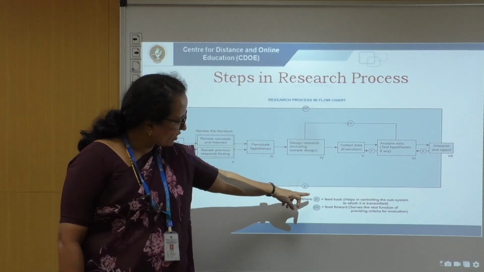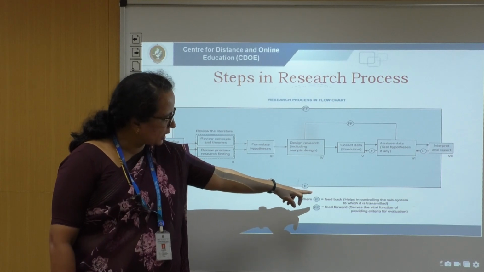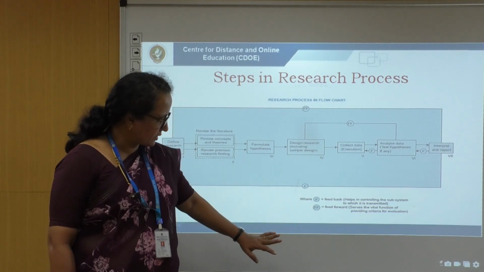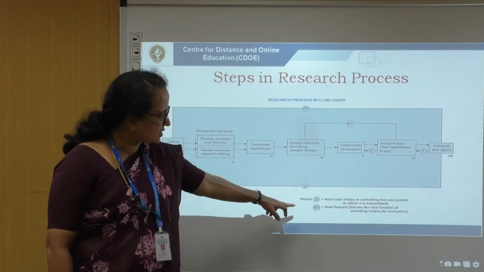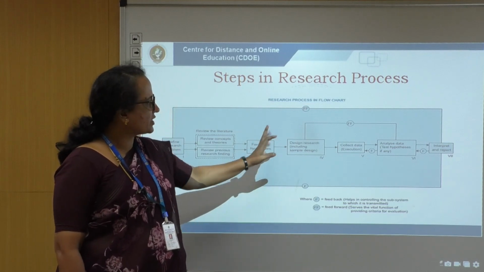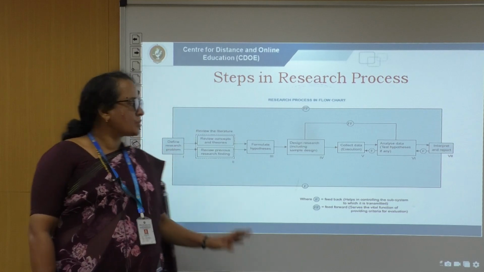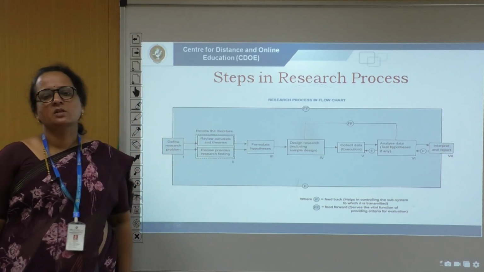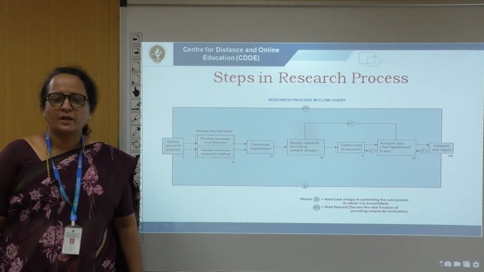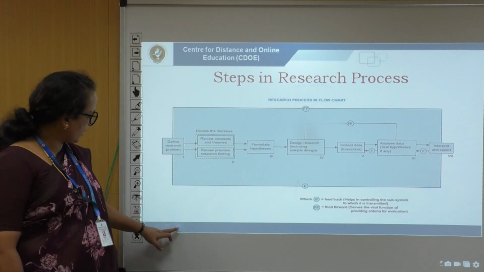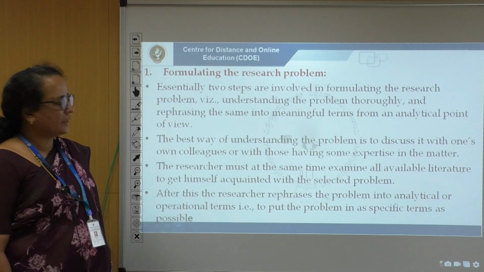F stands for feedback, which helps in controlling the subsystem to which it is transmitted. Feed forward serves the vital function of providing criteria for evaluation. So all these 7 steps will now be explained in detail under separate headings.